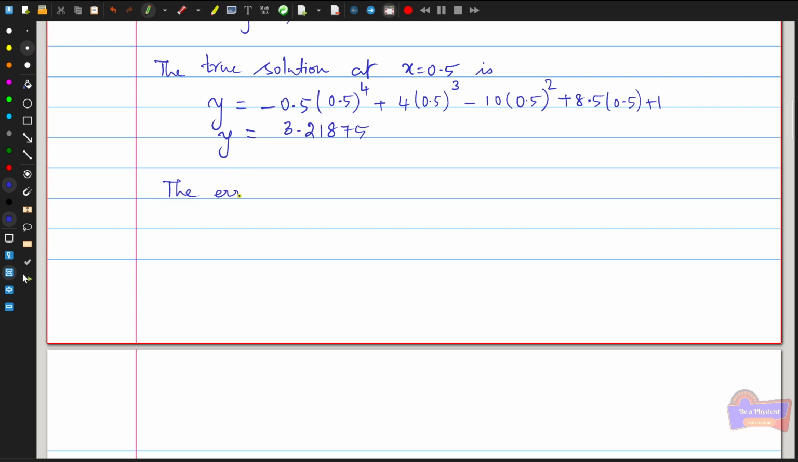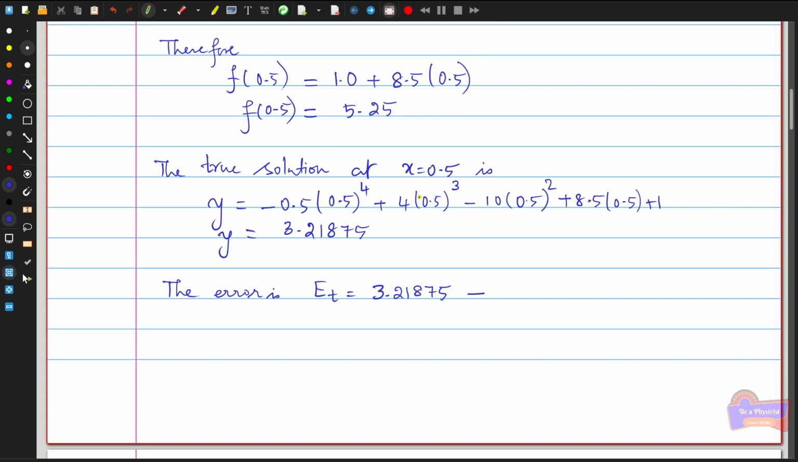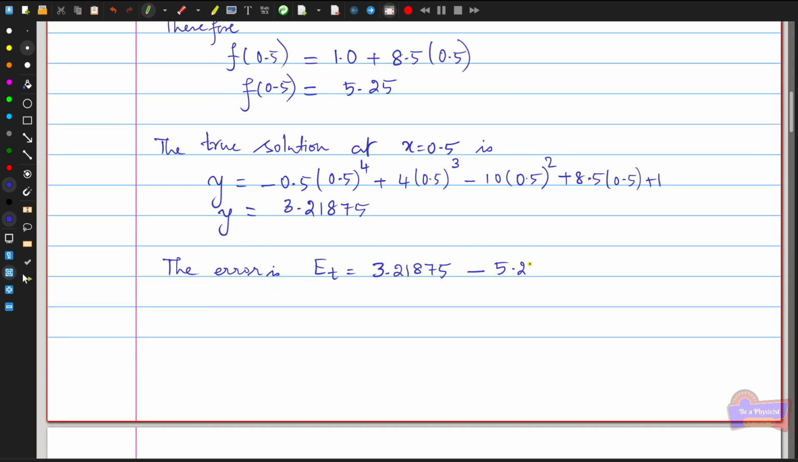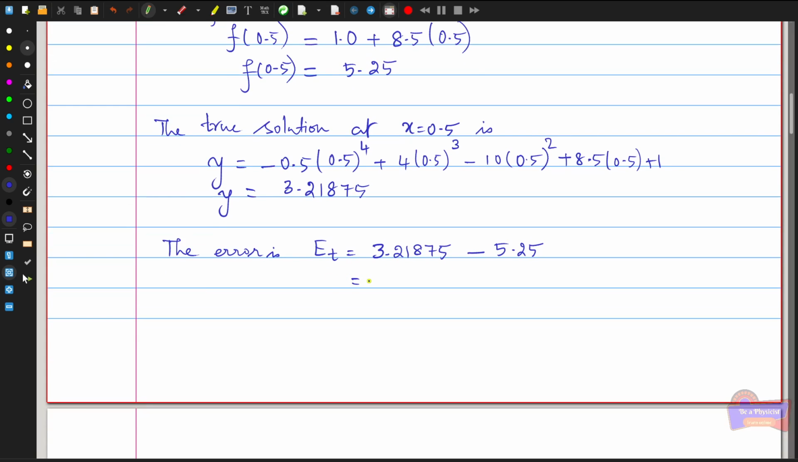So the error is the estimated error ET, which is equal to the true solution minus the numerically calculated solution. So 3.21875 minus the calculated value 5.25, which is equal to minus 2.03125. So that is the estimated error between the exact solution and the numerically calculated solution.